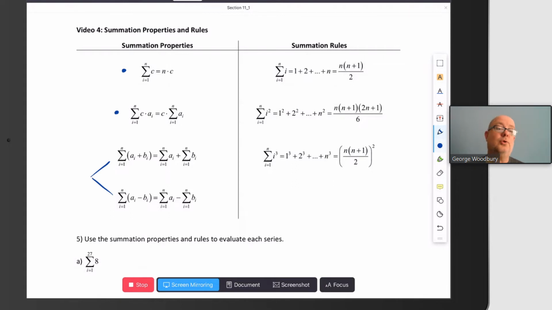On the right-hand side are a few rules for special cases where we're taking the sum of i, i squared, or i cubed. You want to have these formulas handy. The first one, n times n plus 1 over 2, is what you get when you take the sum of i from i equals 1 to n. And we'll talk a little bit about this one in one of the examples. There's also a formula for the sum of i squared and the sum of i cubed. And we'll use those in a moment.